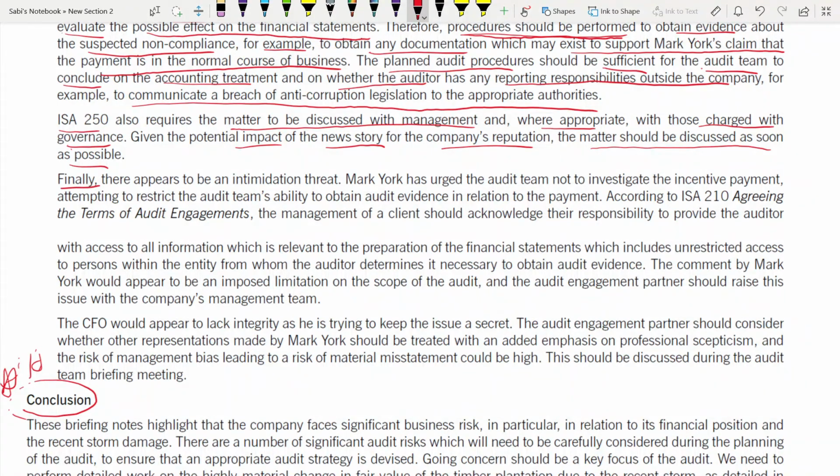Finally, there appears to be an intimidation threat also. Three types of threat now: self-review, self-interest, and intimidation. Intimidation means pressurizing someone to do something unethical. Mark York, the CFO, knows what he is doing is wrong. He urged the audit team not to investigate the incentive payment, attempting to restrict the audit team's ability to obtain audit evidence. If the audit team does not investigate, they will not get that evidence. It will be limited in relation to the payment. Be very specific in your answer when you are writing.